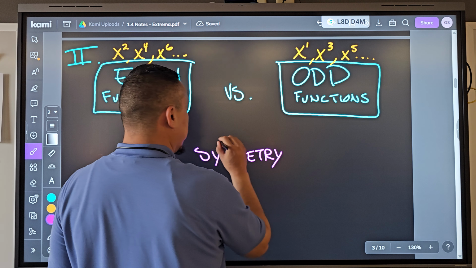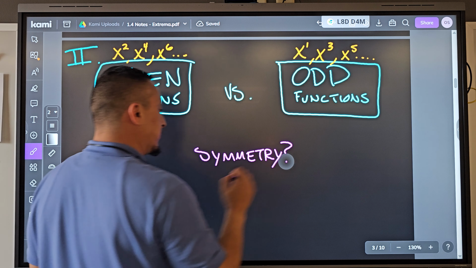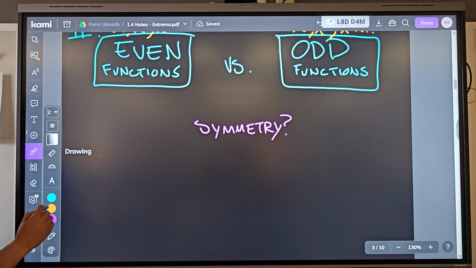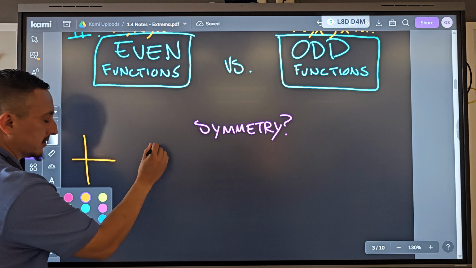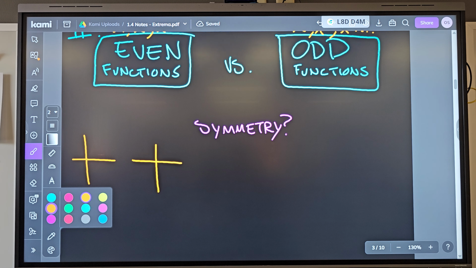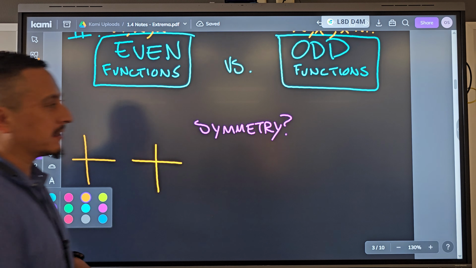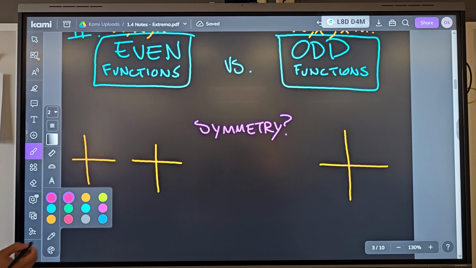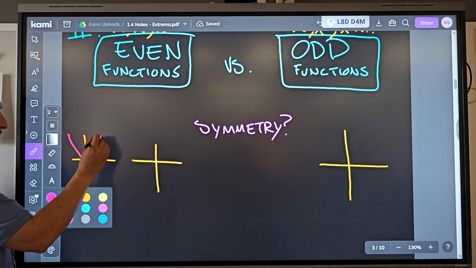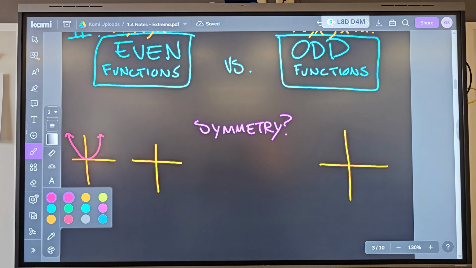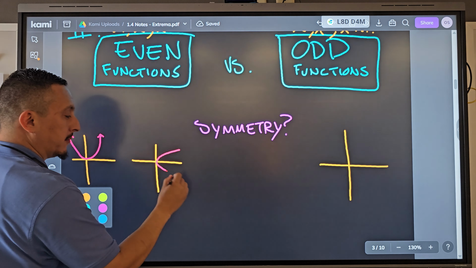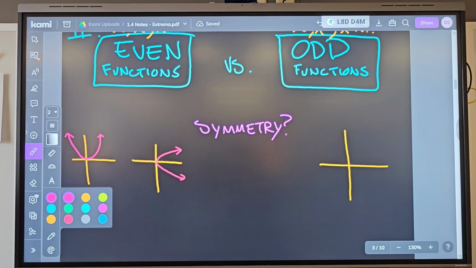So what type of symmetry? Here's a question mark. What kind of symmetry do they have? What I want you to do is draw these graphs. They're really little. Don't do a lot of detail, just very simple graphs. A quadratic, x squared. You guys remember from algebra 2, it makes parabolas. X squared, even. 2 is even. Or we could have a sideways parabola if we switch the x and the y.